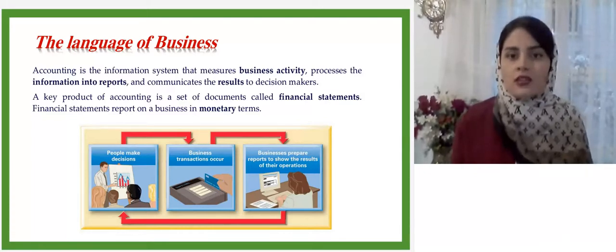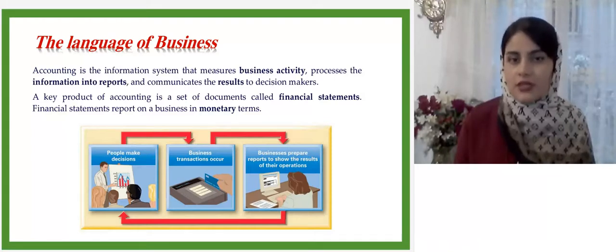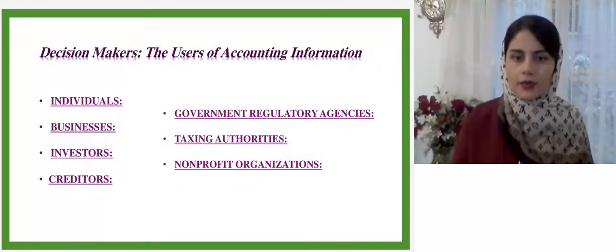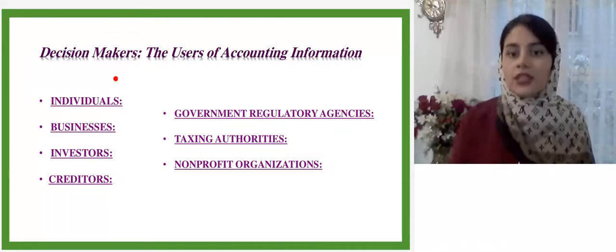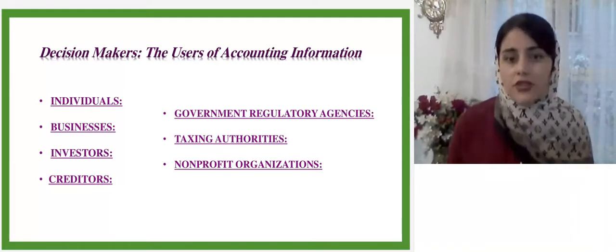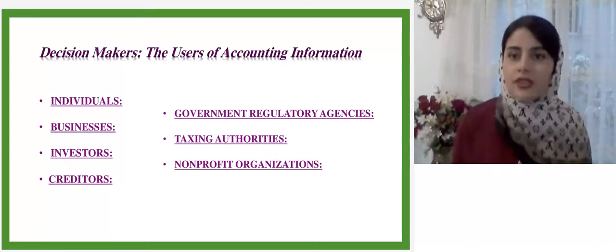This example illustrates the role of accounting in businesses. The process starts and ends with people making decisions. As you can see here, people make decisions, then business transactions occur. After that, the business prepares reports to show the result of its operations. Then we return back to people making decisions. Decision makers, or the users of accounting information. Decision makers need information. The bigger the decision, the greater the need.